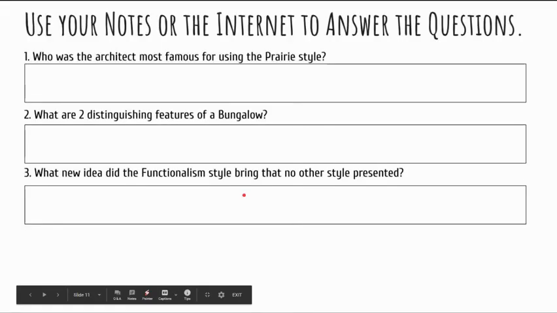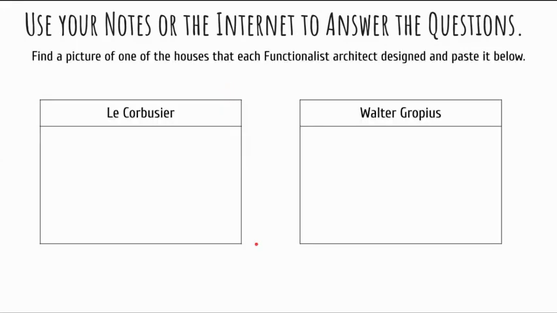So your assignment, you guys have seen it before, a couple of questions about each of the different styles. And then what you're going to do is find a picture of one of the houses that each functionalist architect designed, and you're going to paste it below. So make sure you go find that image on the internet and then paste it below. Same thing with Frank Lloyd Wright and Ludwig Mies van der Rohe.